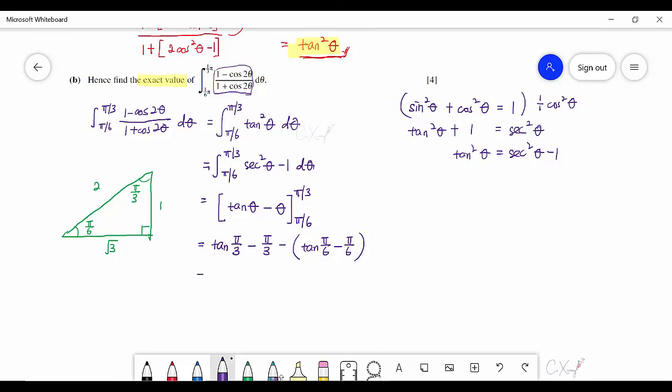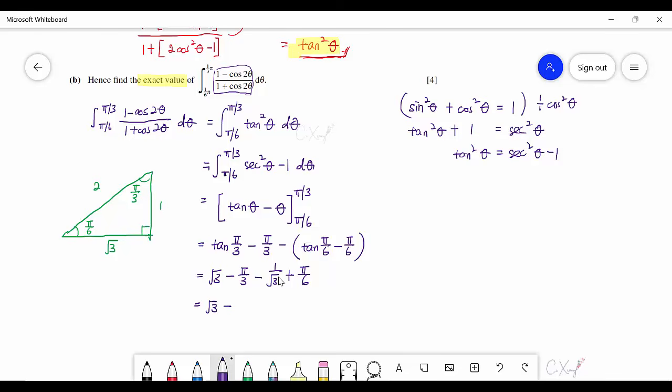So what is tangent pi over 3? It will be square root 3, minus pi over 3. What is tangent pi over 6? It will be 1 over square root 3, then plus pi over 6. Please take note that I want to group all the terms with square root 3 together.